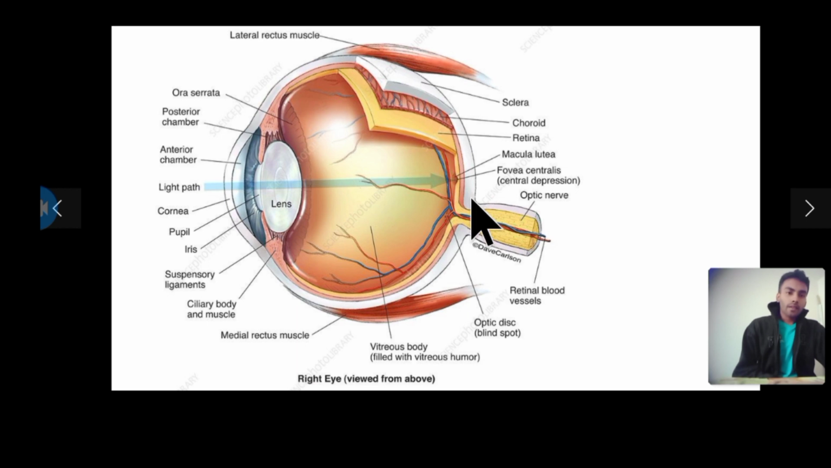This is the optic nerve, and at the start of the optic nerve is the head of the optic nerve, which is also known as the optic disc. So this is the very basic understanding about the terminologies related to the ocular structures. Now we will discuss the different coats of the eyeball.